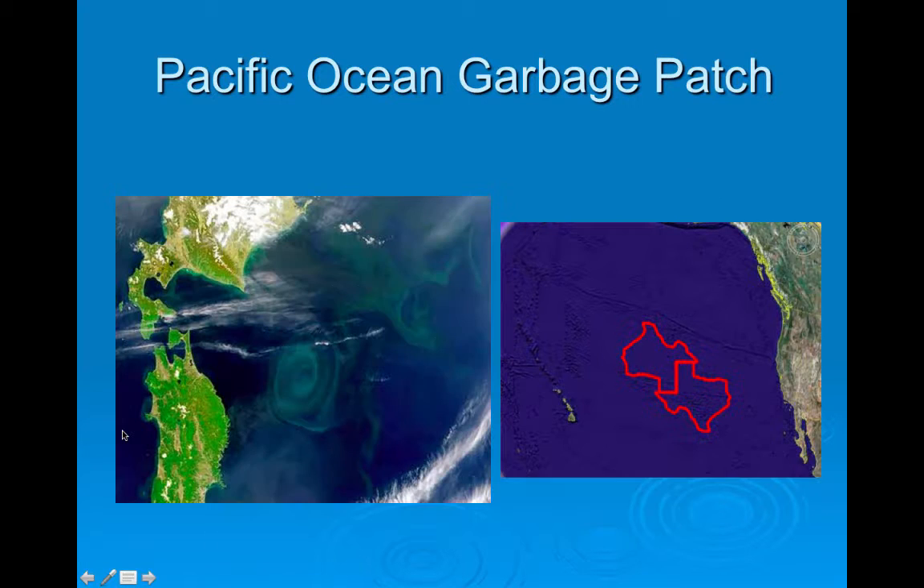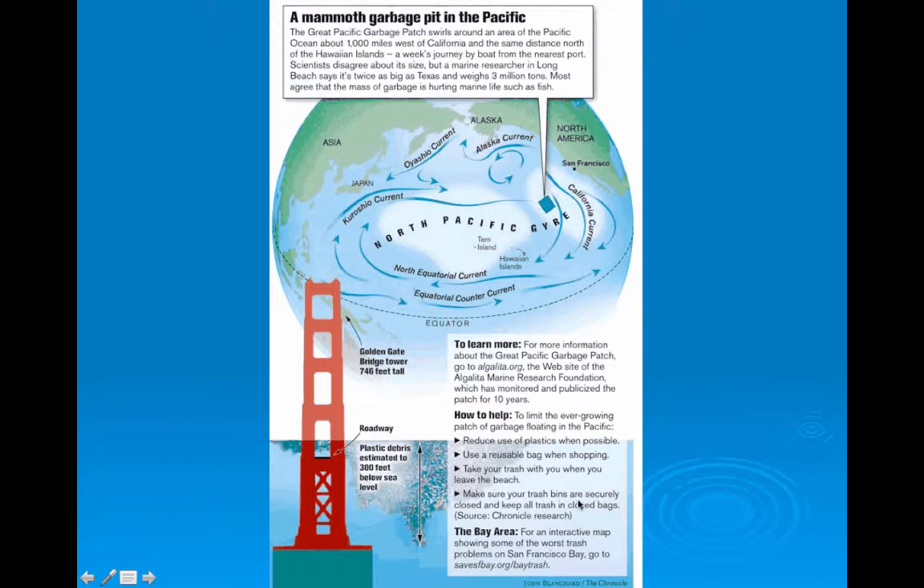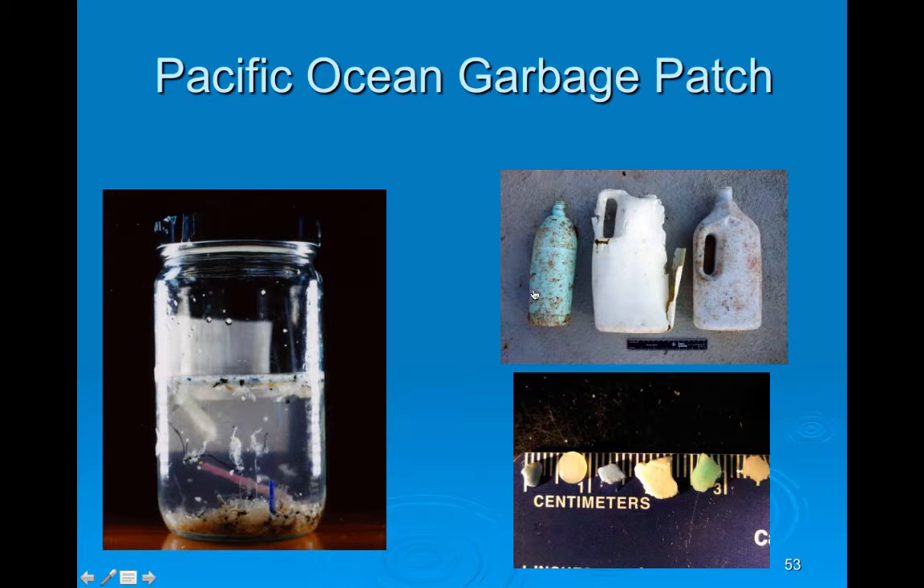And the patches are twice the size of Texas. You can see that this one is in between the United States and Hawaii. And we estimate it's upwards of 300 feet below the surface of the ocean. Now, they're usually not big pieces like this because the action of the waves breaks it up into tiny little bits, and then sometimes the bits are tiny to start with. So down here in the lower right-hand corner, this is typical of the size. And here you can see on the left a typical sample from the Pacific Ocean Garbage Patch.